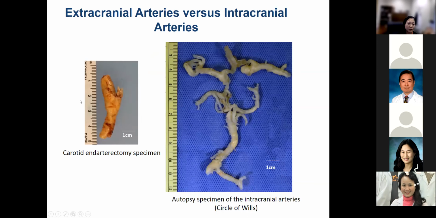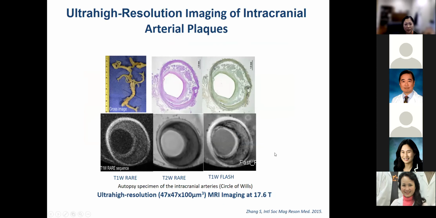This is just a gross image. I put them side by side to compare the size. This is a carotid artery, an endarterectomy specimen, after a vascular surgeon goes into the neck and removes the plaque. And this is an intracranial artery, from autopsy specimens. Because of the tortuosity and different vessel size, there are some difficulties in imaging the intracranial vessels.